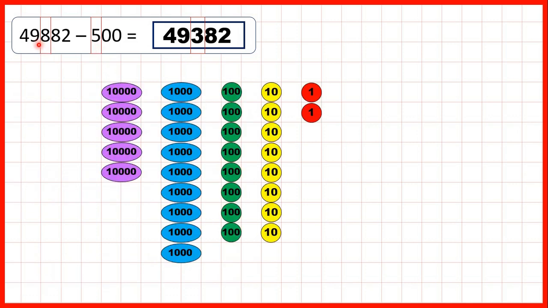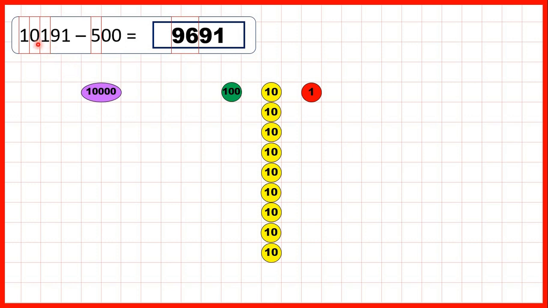So let's have a look back at this first question. We started with 49,882, which we've represented here with place value counters. So if we subtract 500, we're just taking away 1, 2, 3, 4, 5 of our 100 counters, and that means the only thing that's changed is that we now only have 3 hundreds.